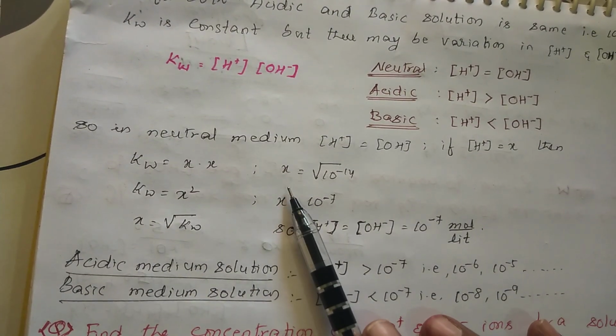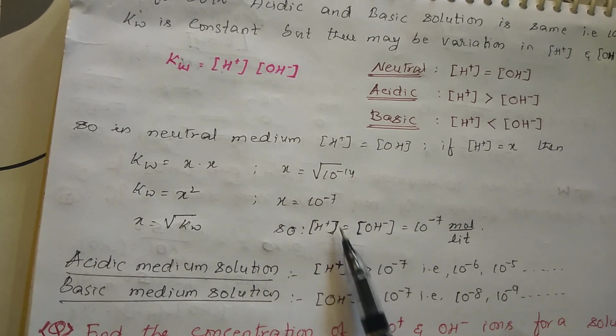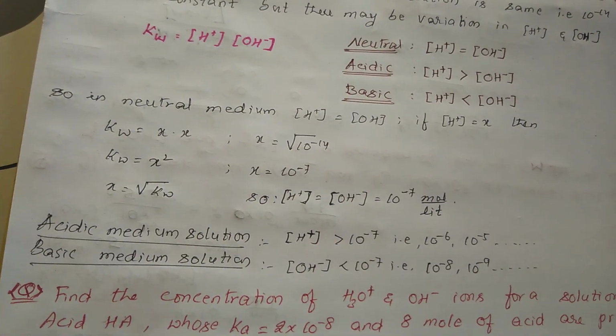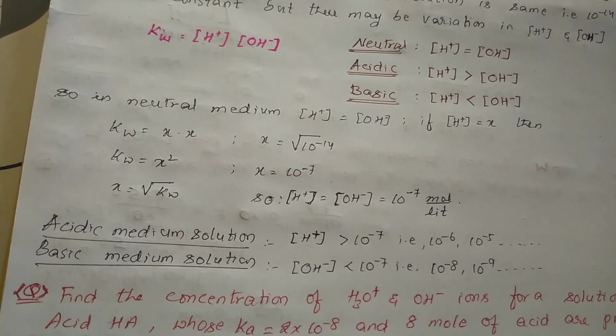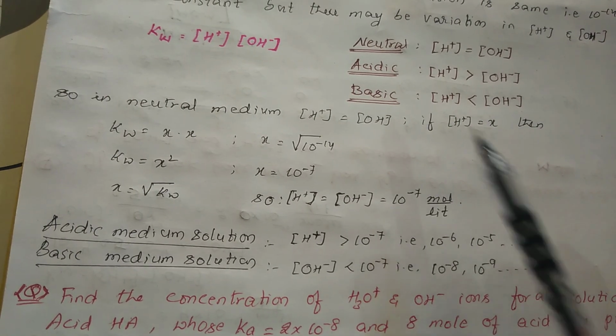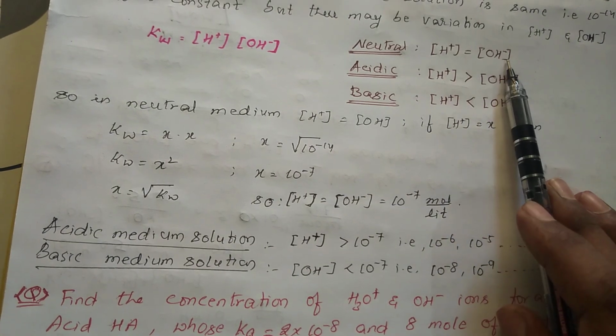X is equal to root of 10 power minus 14, X is equal to 10 power minus 7. So H plus concentration will be equal to OH minus concentration, which is 10 power minus 7 moles per liter. Individually. If you take the product, moles square, you will get 10 power minus 14. Clear? So in a neutral medium, H plus concentration is 10 power minus 7 and OH minus concentration is 10 power minus 7.